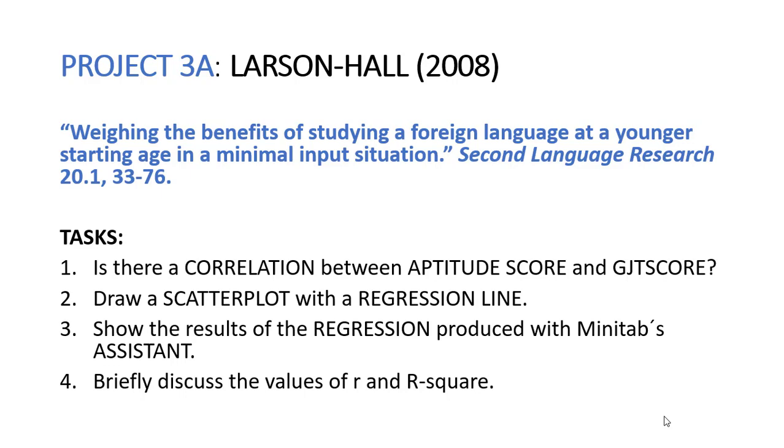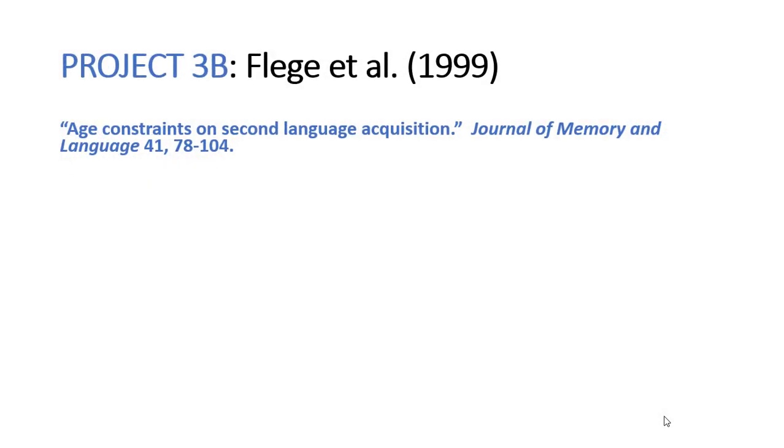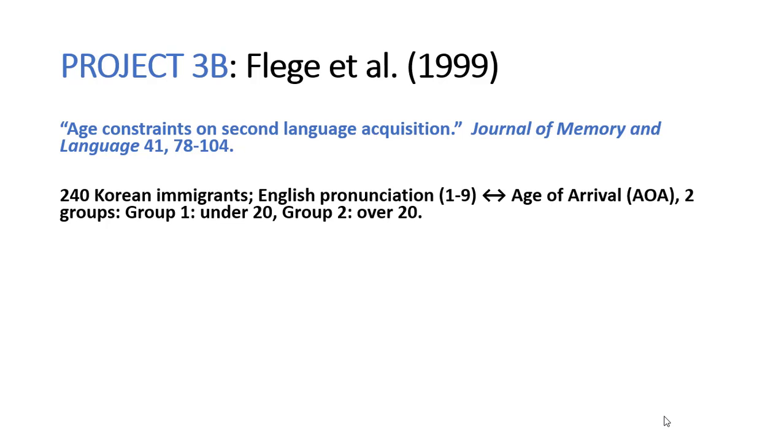That's project 3A. Then project 3B, this is with a new set of data. This is from Flege and many other researchers, and the article is called Age Constraint on Second Language Acquisition. This appeared in Journal of Memory and Language number 41. In this article, they had 240 Korean immigrants, and they were trying to see if there was a correlation between English pronunciation and the age of arrival. The English pronunciation was judged on a scale from 1 to 9, and the age of arrival was there.